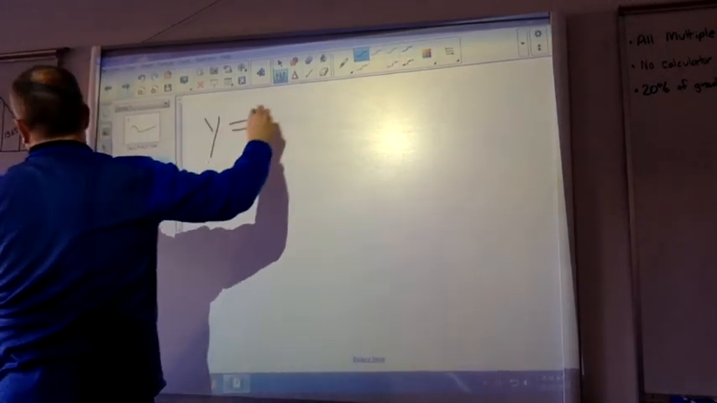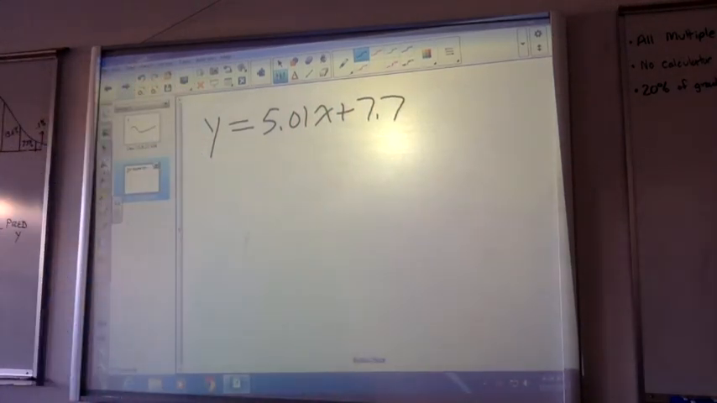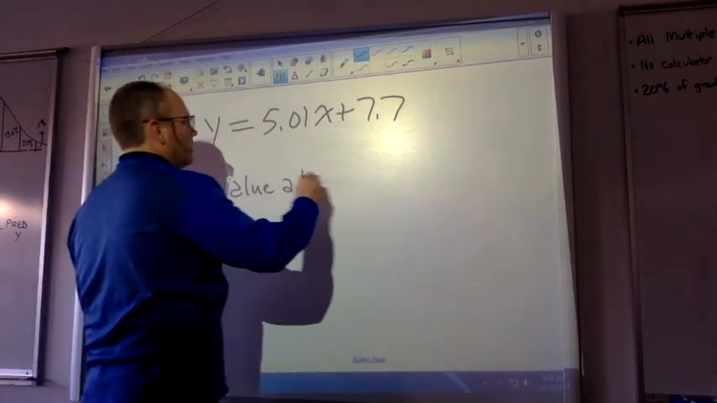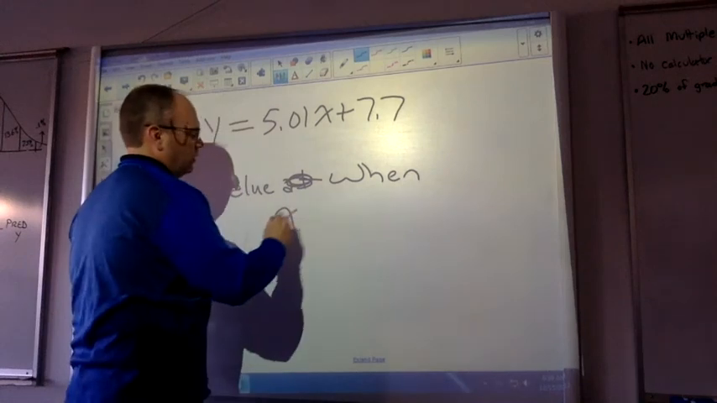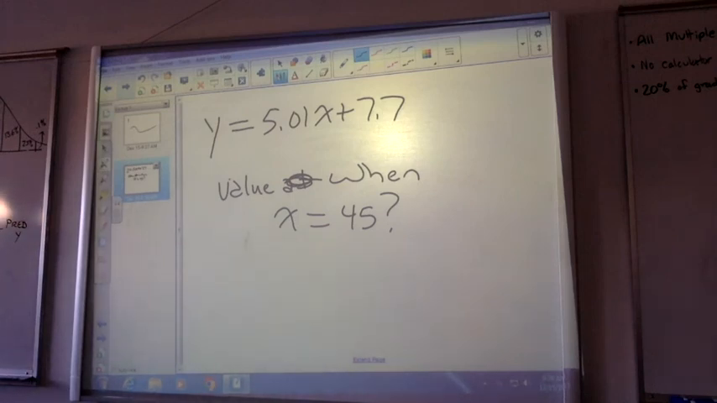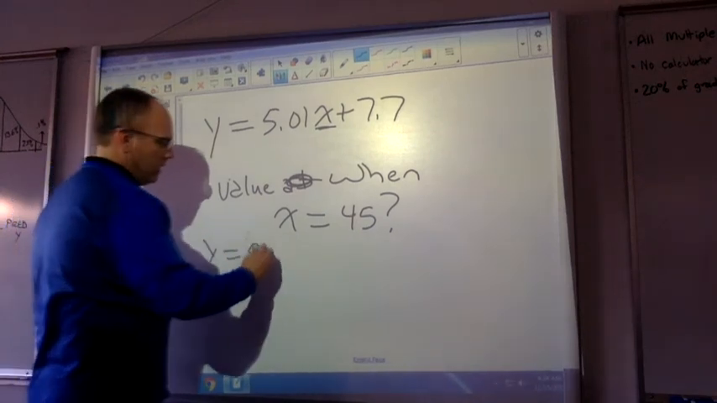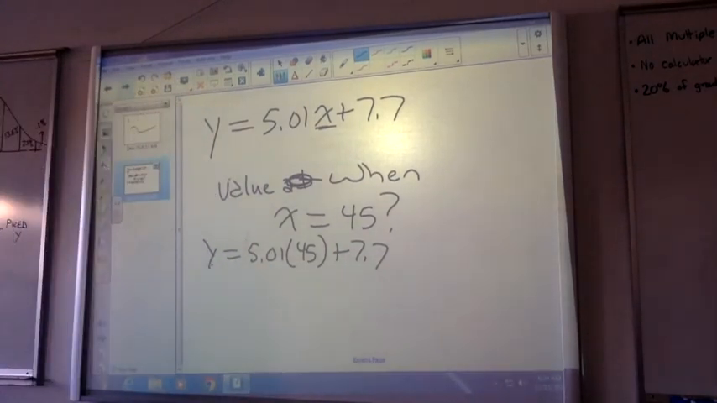Okay, so y equals 5.01x plus 7.7. That's my equation. Okay, so let's say they said, hey, what's the value at, or when, x equals 45. So what do you think I would do? Yeah, what letter am I plugging in? X. So that 45 is going to go right here. So this is going to become y equals 5.01 times 45 plus 7.7. Whatever that comes out to, that'll be your answer.